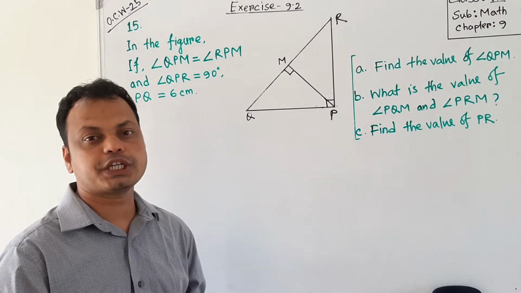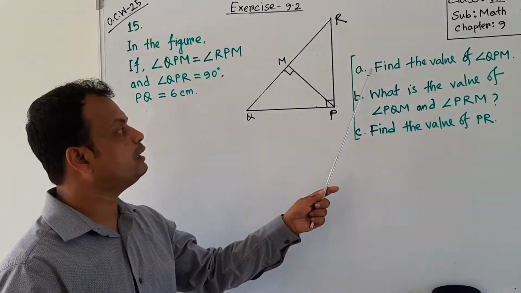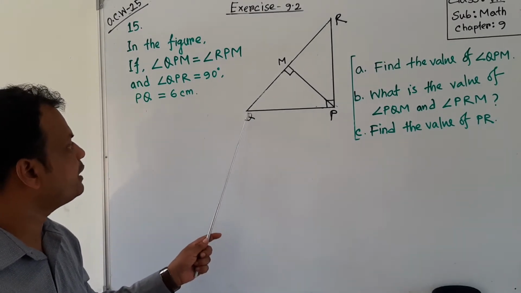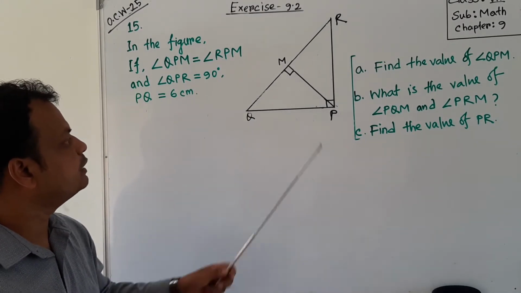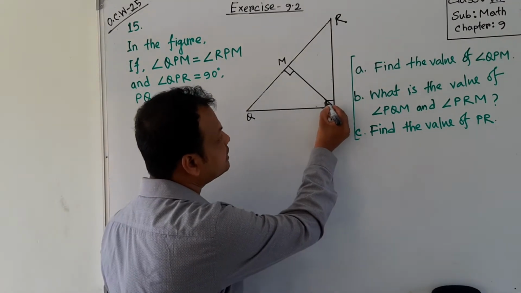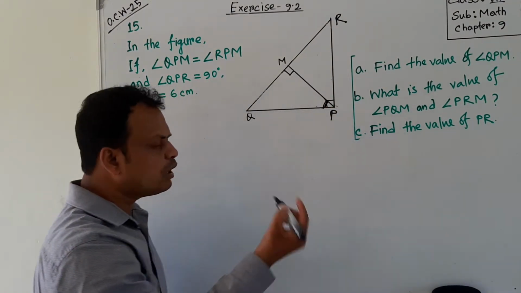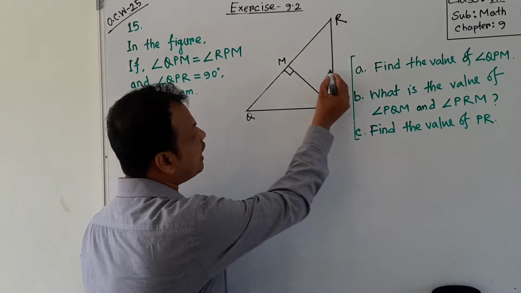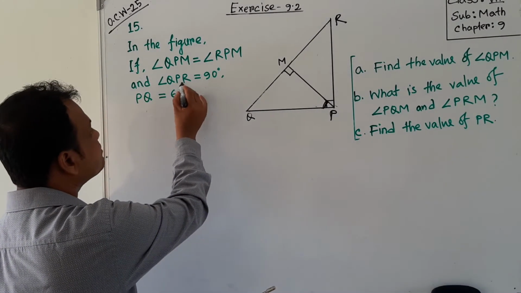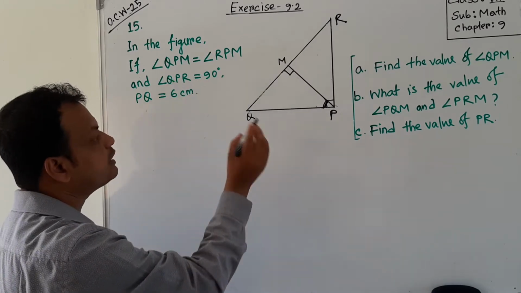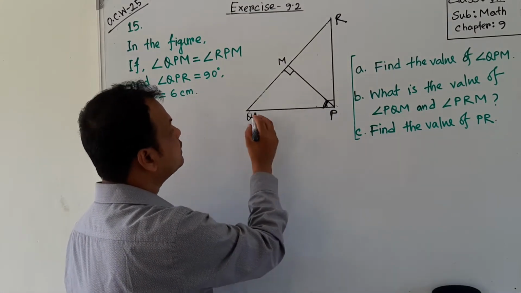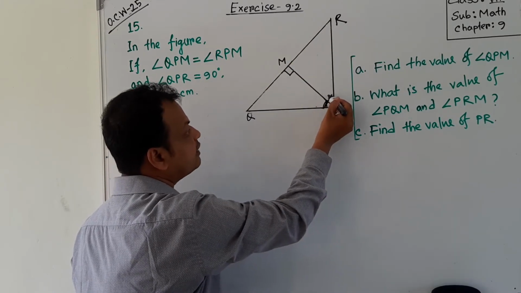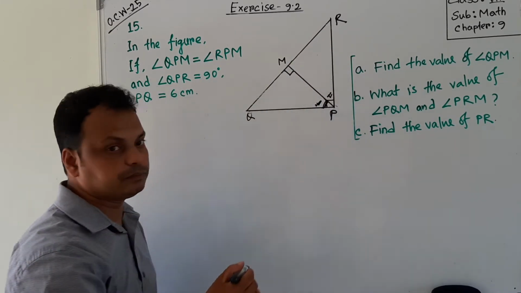Now we will solve question A. Find the value of QPM. So QPM in the figure, that means we have to find the value of this angle. All of you, please see. Angle QPR equals 90 degrees. This information is given. And QPM equals RPM.